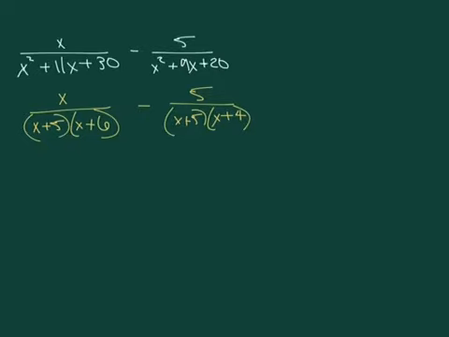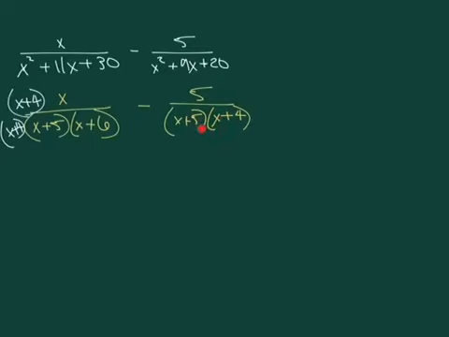Okay, so now I'm looking for common denominators here. What am I missing here that I have over here? x plus 5, x plus 5. I'm missing an x plus 4. So I'm going to multiply this bottom and top by x plus 4.